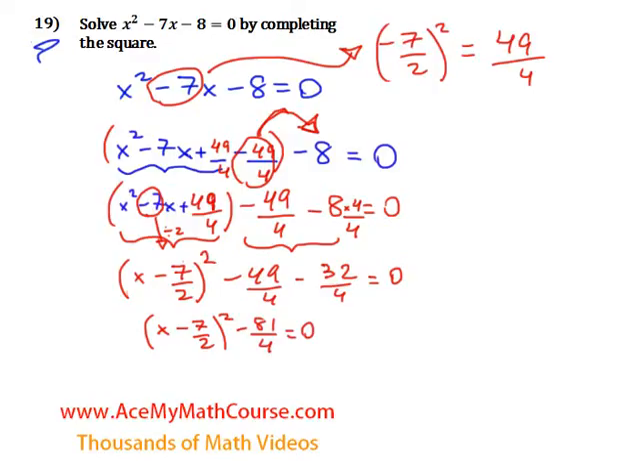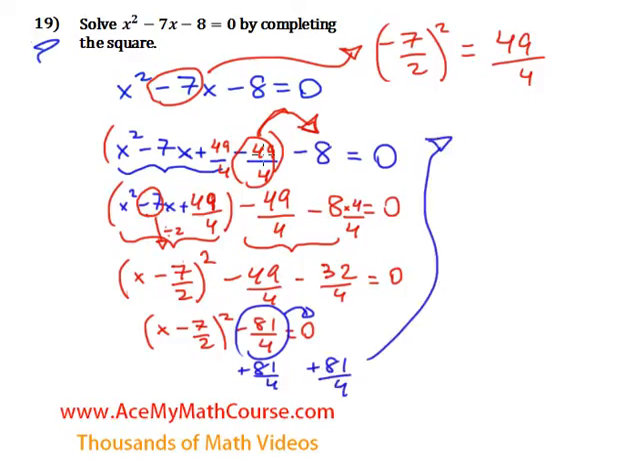Now I just want to take this over to the right hand side. So I will add 81 over 4 to both sides of the equation. Continue over here. So x minus 7 over 2 squared equals 81 over 4. Because 0 plus 81 over 4 is 81 over 4. Those cancel out.